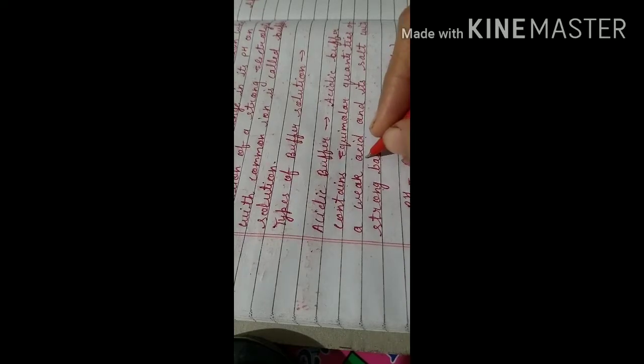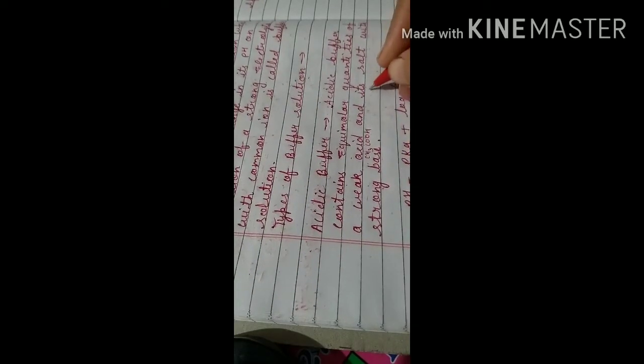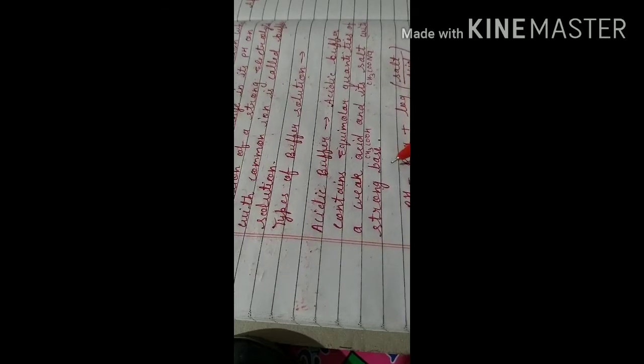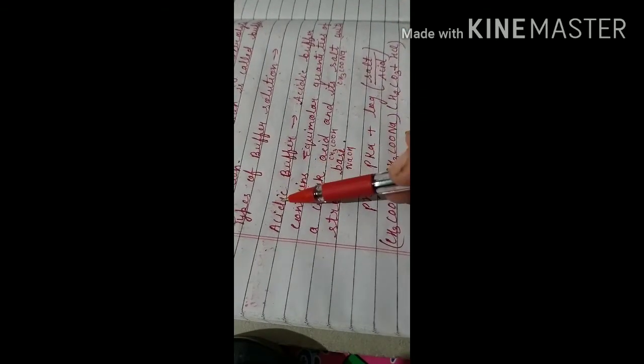So suppose we consider weak acid is acetic acid. Here I am writing for you weak acid, acetic acid. Its salt CH3COONa with a strong base. So strong base you can consider like NaOH. So here I have written the equation how we can find out the pH of acidic buffer. That formula we have to use.